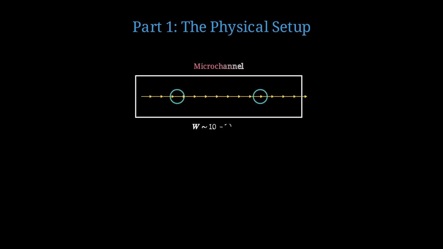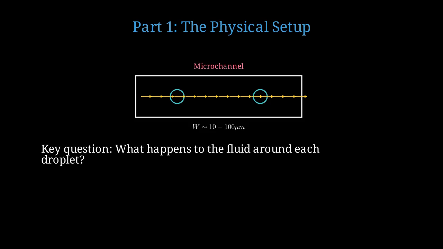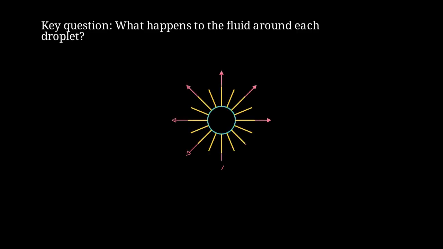First, let's understand the physical environment where this communication happens. We have a microchannel, typically tens to hundreds of micrometers wide, with droplets flowing in a continuous phase fluid. The key question is, what happens to the fluid surrounding each droplet as it moves? As a droplet moves, it displaces the surrounding fluid, creating a flow field that extends far beyond the droplet itself.